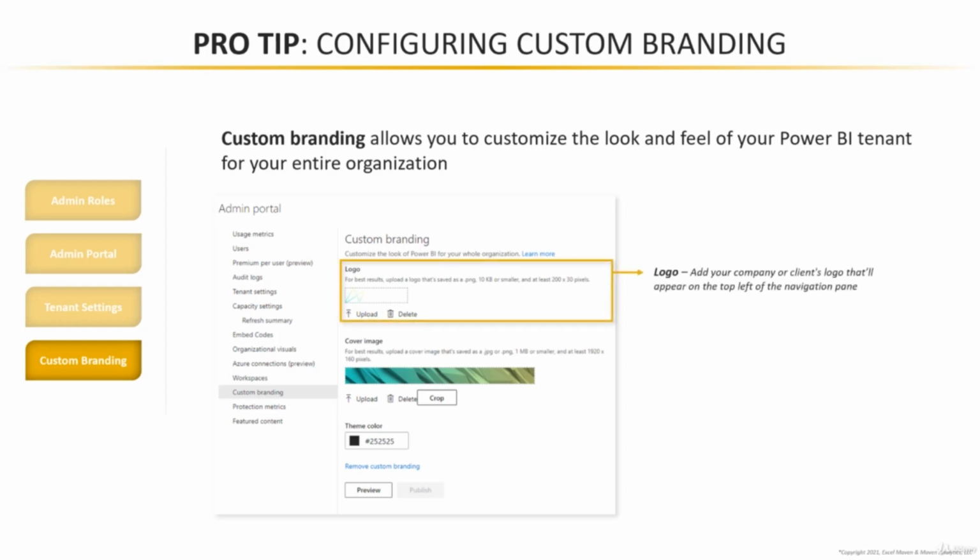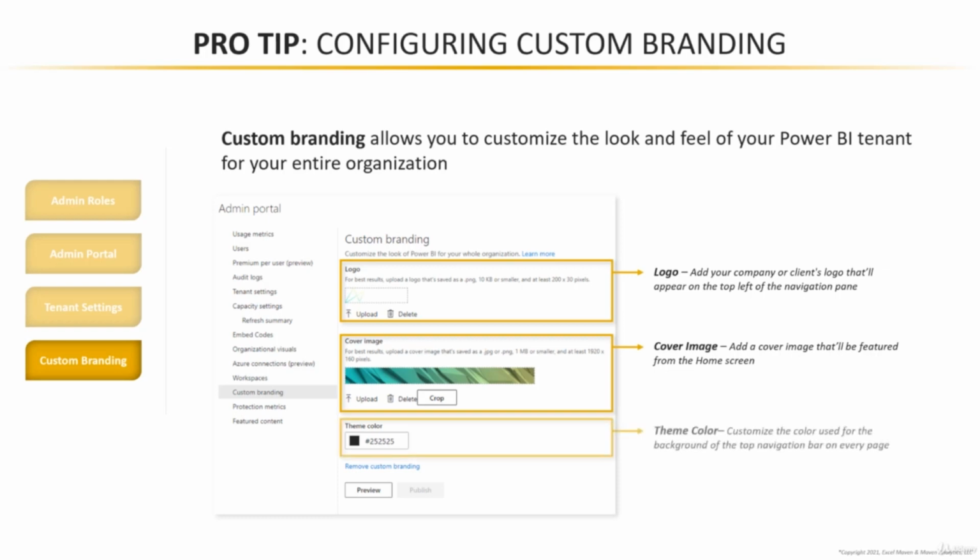The first element is your logo, and once added, this logo will appear at the top left of your tenant window, directly above the left-hand navigation pane. Second, you can add a cover image. This cover image will be featured on the home screen where the welcome message is written. And third, you can change the theme color of your tenant, which updates the color used for the background of the top navigation bar on every page.